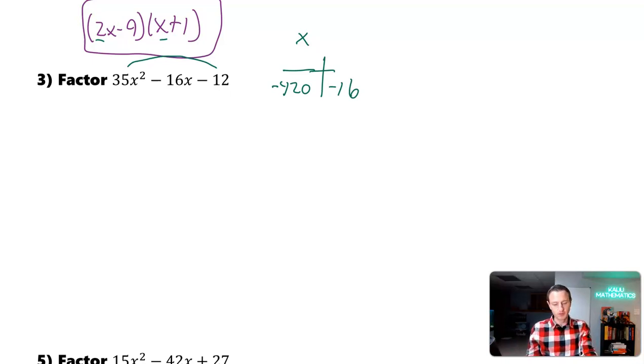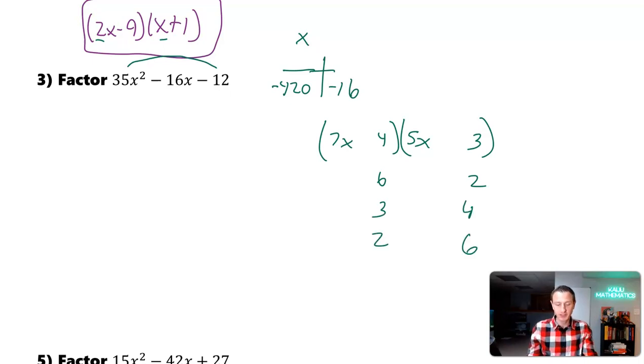Since I know that I want my front two numbers to multiply to 35, it wouldn't be the worst idea to explore guess and check for a minute, just to see if you can get the combination to work, because we want 7 and 5, and I want two numbers that multiply to 12 on the end. So this could be either a 4 and a 3, or a 6 and a 2, or maybe this is 3, this is 4, this is 2, and this is 6.